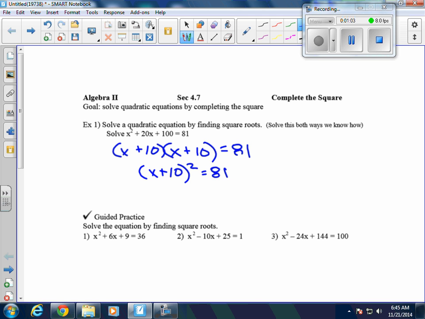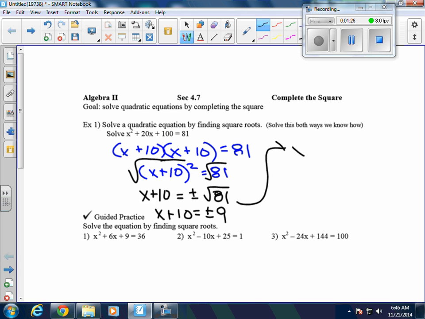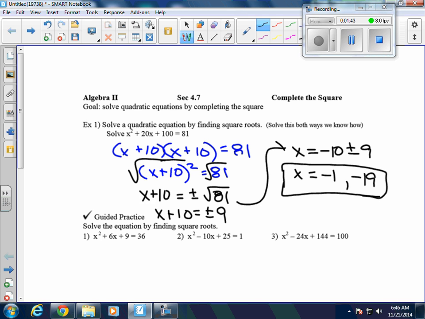And then we take the square root of both sides, and we would get x plus 10 equals plus or minus the square root of 81. The square root of 81 is 9. So we're going to get x equals negative 10 plus or minus 9. Negative 10 plus 9 is negative 1. Negative 10 minus 9 is negative 19. So those are the two answers.